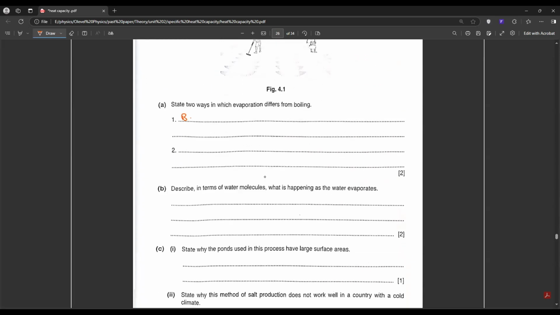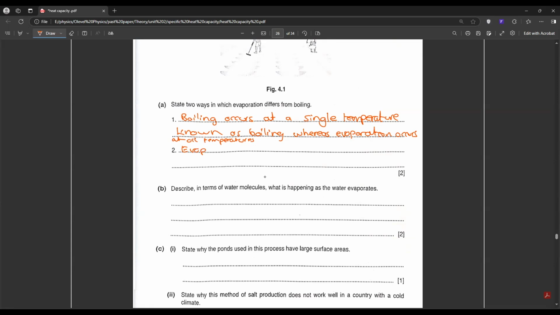First of all, boiling occurs at a single temperature known as the boiling point, whereas evaporation occurs at all temperatures. Okay, what will be point number two?